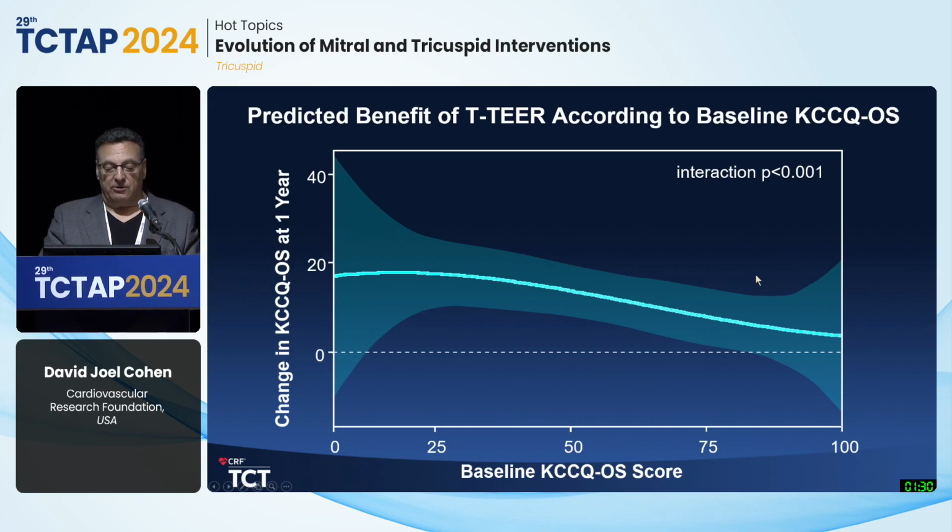As that baseline score tended to increase, the degree of improvement became less. And when you get to a score of about 80, you can see that there was no statistically significant difference after the TriClip. So there certainly seems to be a relationship, a very strong interaction test here.